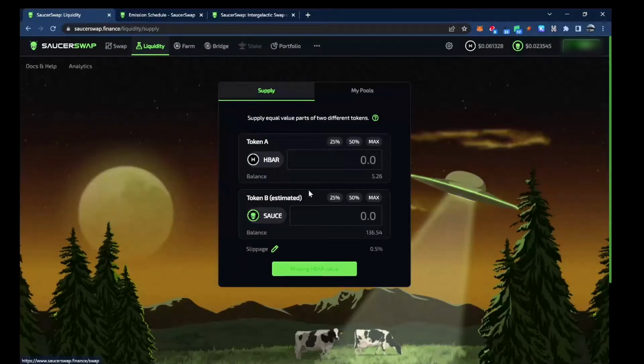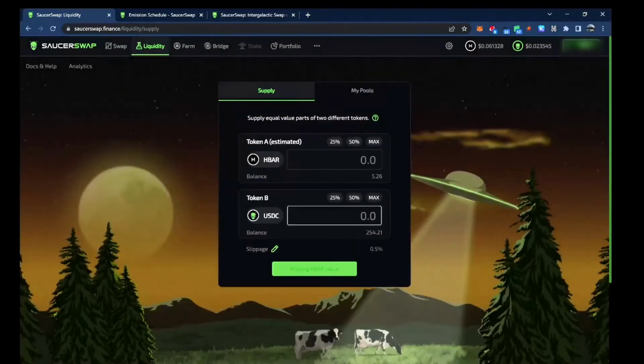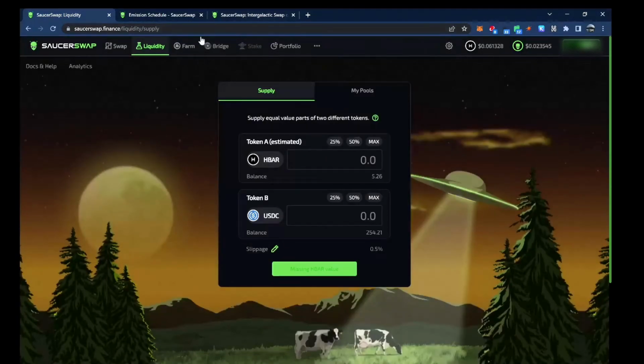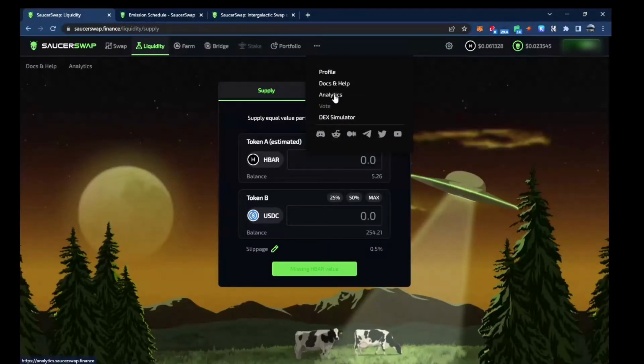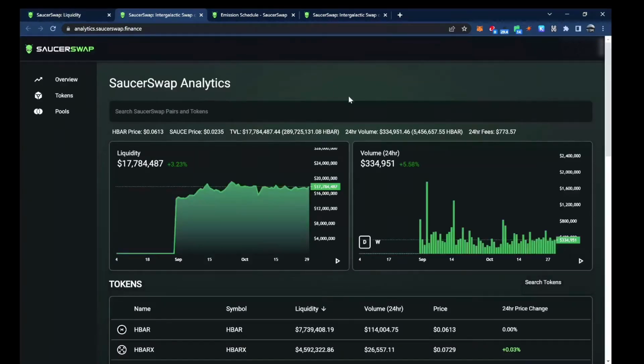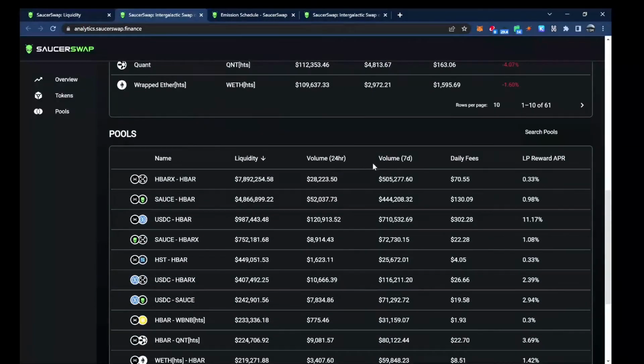The pool I'm going to use is going to be HBAR and USDC. It's not loading, one second. Here we go, HBAR and USDC. Now, the reason why I'm using that is if we go here, click on here, go to analytics, and scroll, this is just the tokens and the 24-hour trading volume. What I want is here.